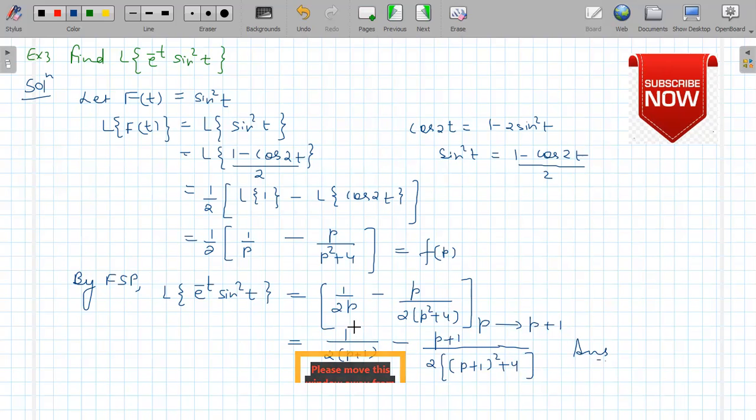So what we have discussed today is the first shifting property, which is a very useful property in finding the Laplace transform of a product of two functions, where one of the functions is an exponential function and another function is such that you can find the Laplace transform of that function.